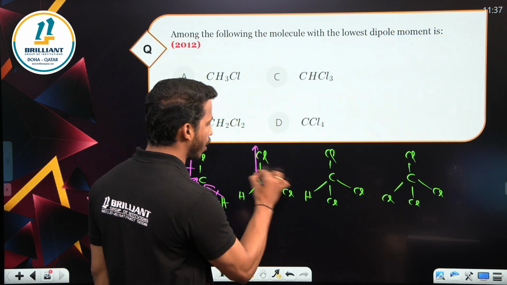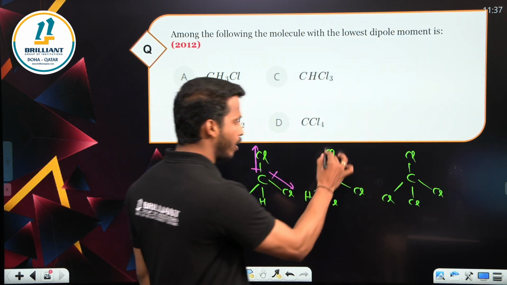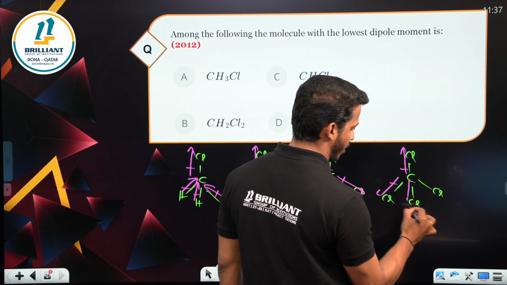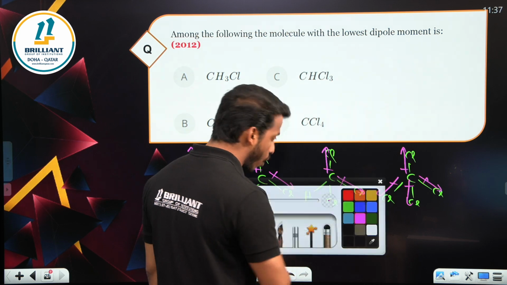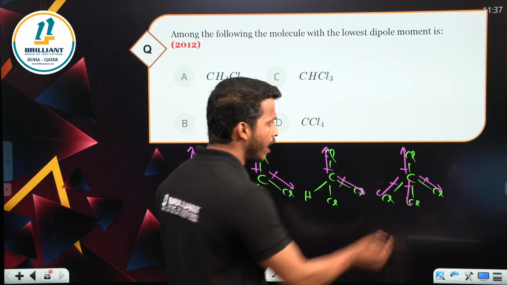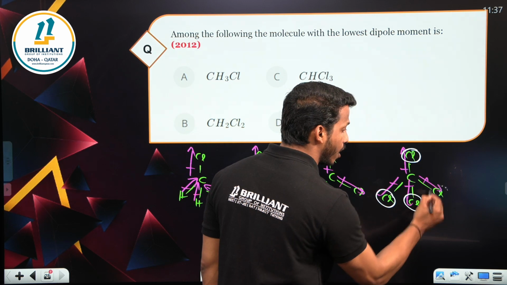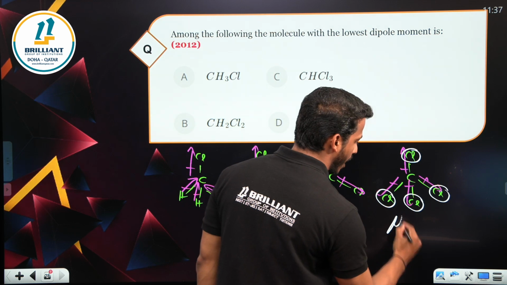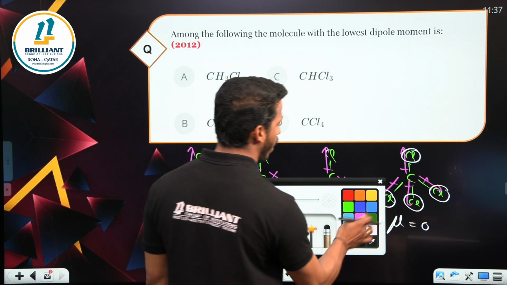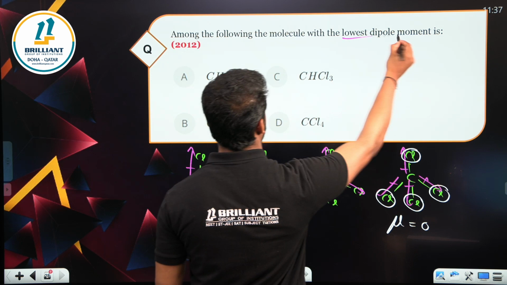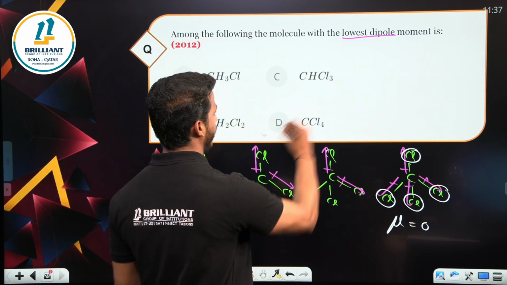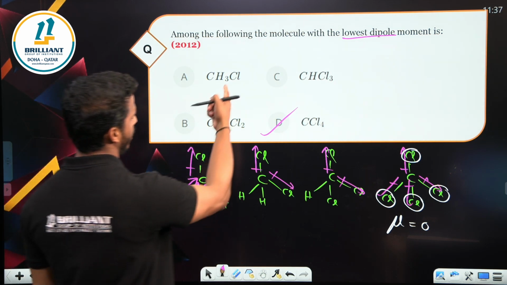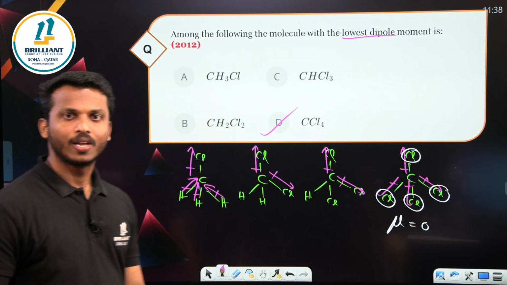What about this one? This chlorine, there is some cancellation. You can see some cancellation here. All of these compounds have tetrahedral geometry. In tetrahedral geometry, if all the surrounding elements are the same, all their dipole moments cancel each other. Where dipole moment is 0, it's non-polar. So which one has the lowest dipole moment? You can say option D, CCl4. Which one has the greatest dipole moment? We can see CH3Cl, that is methyl chloride. Hope you cleared here.